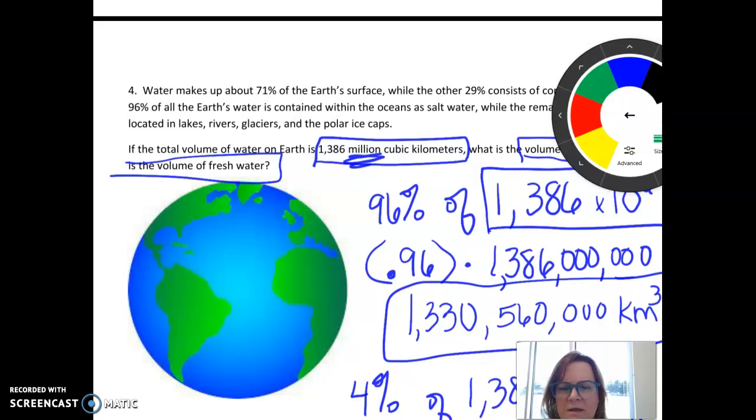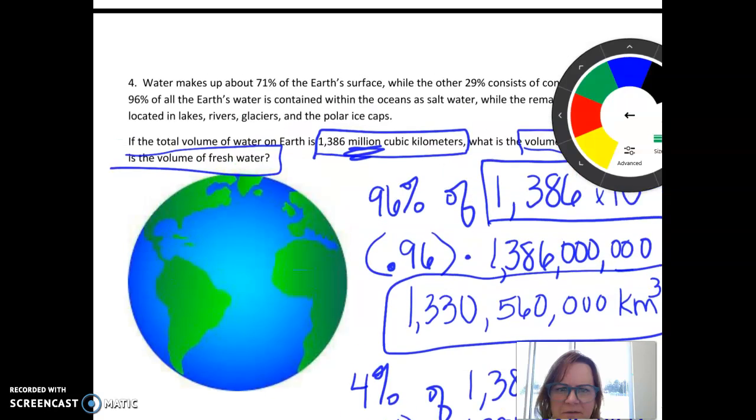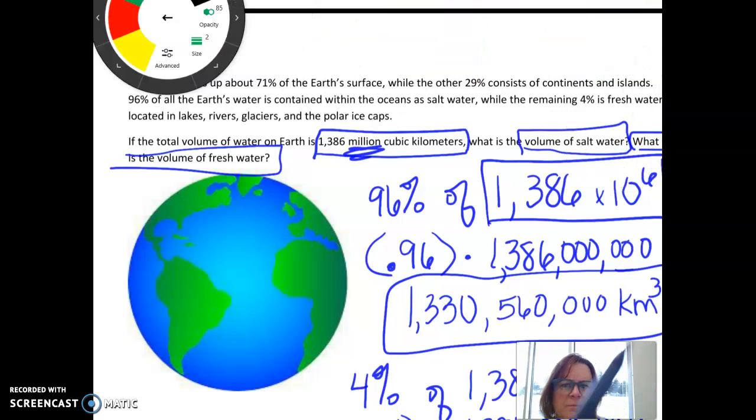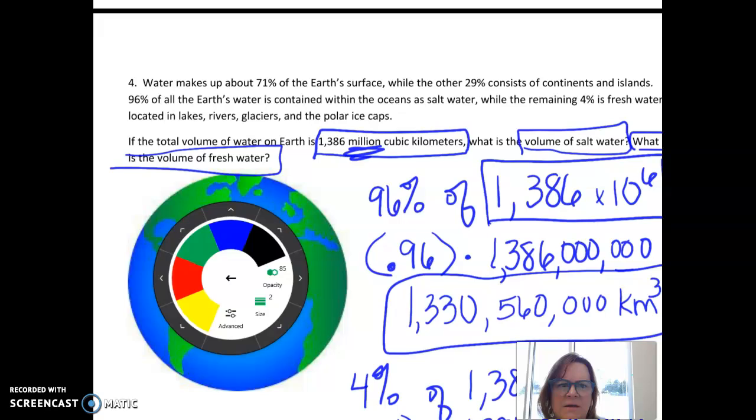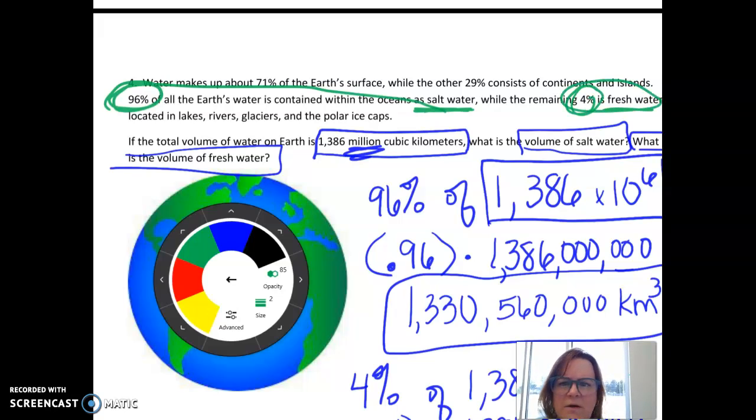All right, number 4. This is actually the last one. There's not 5 in this section. That's just because these are 4 big problems. Number 4, water makes up about 71% of Earth's surface, while the other 29% consists of continents and islands. 96% of all the Earth's water is contained within the oceans as salt water, so salt water goes with that 96%, while the remaining 4% is fresh water, so the 4% goes with fresh water. And that's located in lakes, rivers, glaciers, and the polar ice caps.